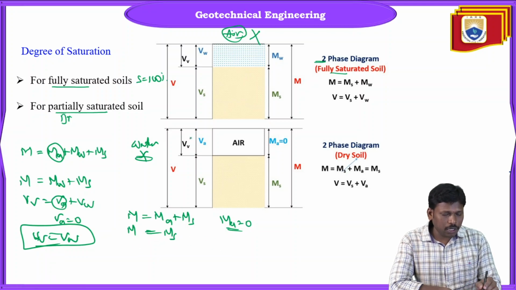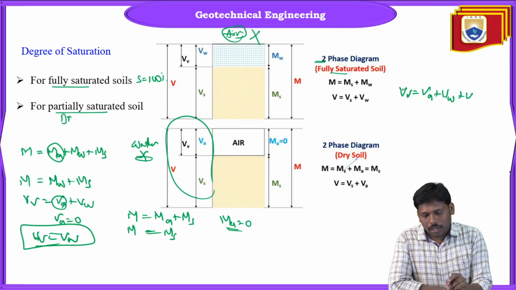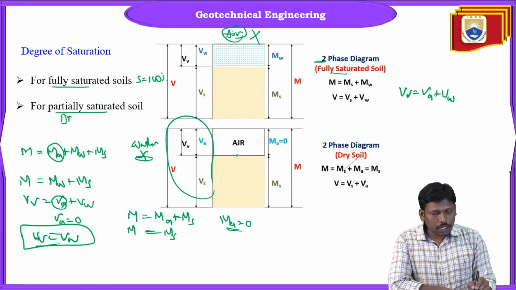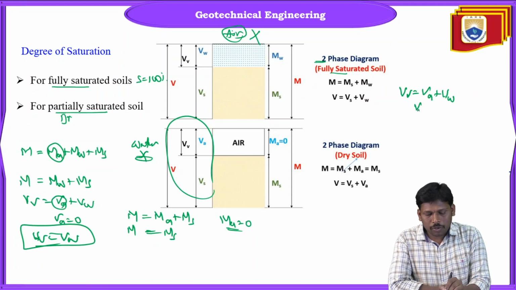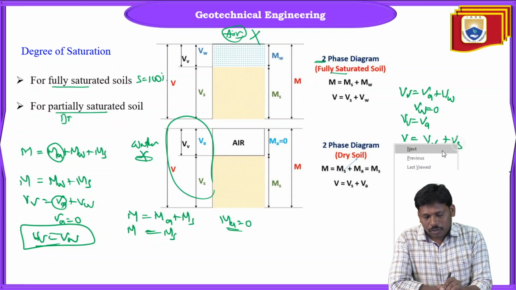In terms of voids, the volume of voids is equal to volume of air plus volume of water. Here, as we consider a dry condition, water becomes 0, and the volume of voids is equal to volume of air only. Then the total volume becomes volume of voids plus volume of soils, where volume of voids is nothing but the volume of air. So total volume is equal to volume of air plus volume of soils.